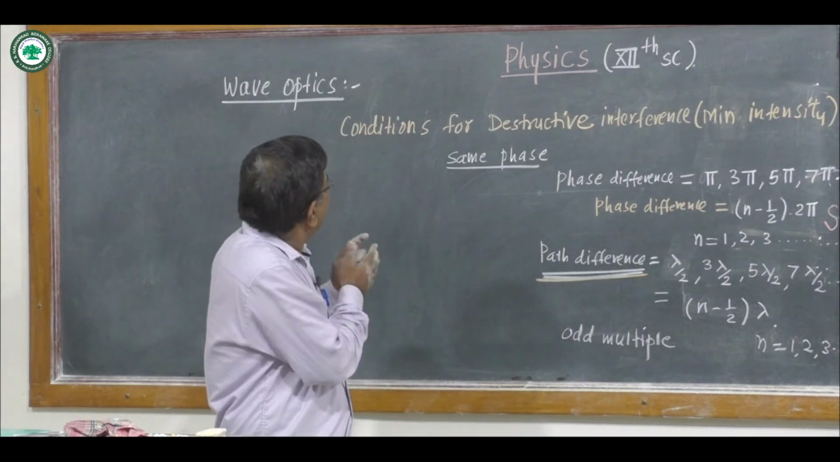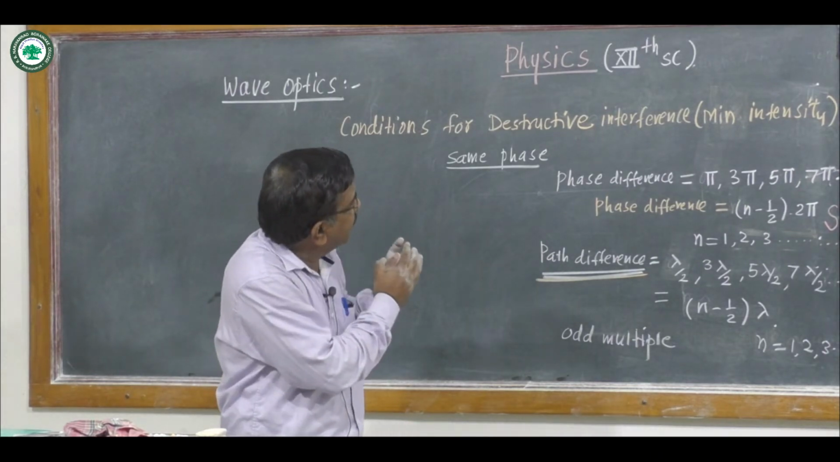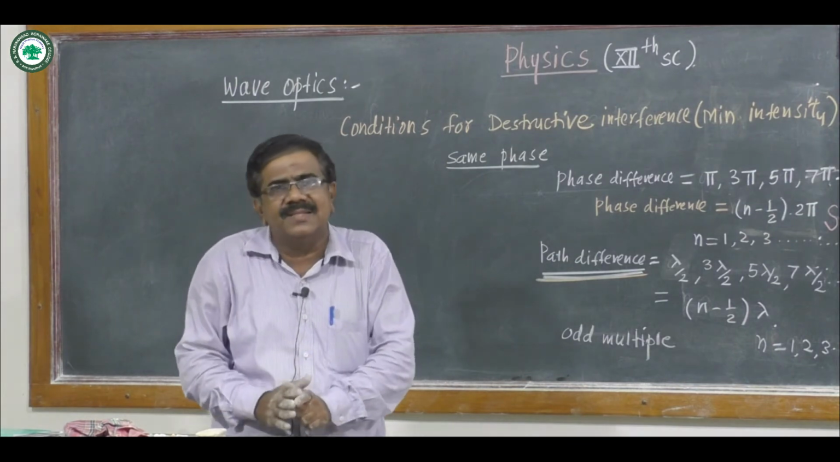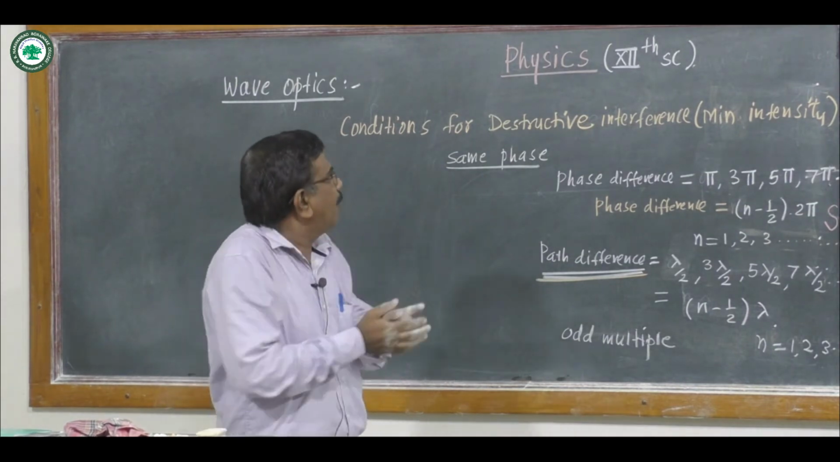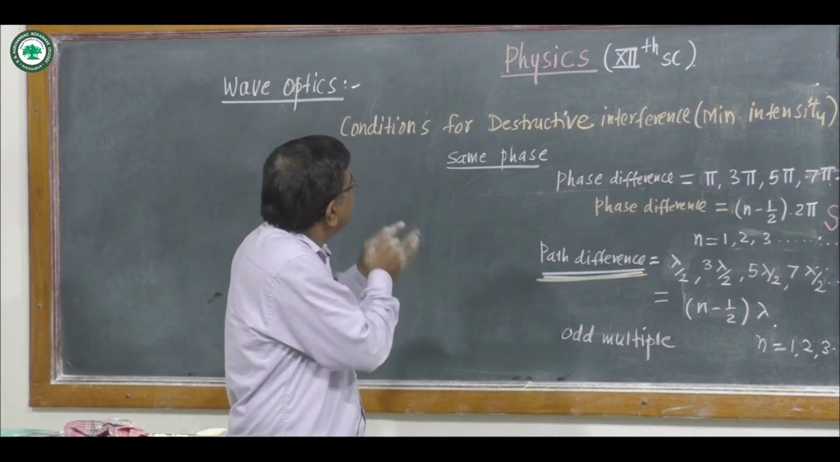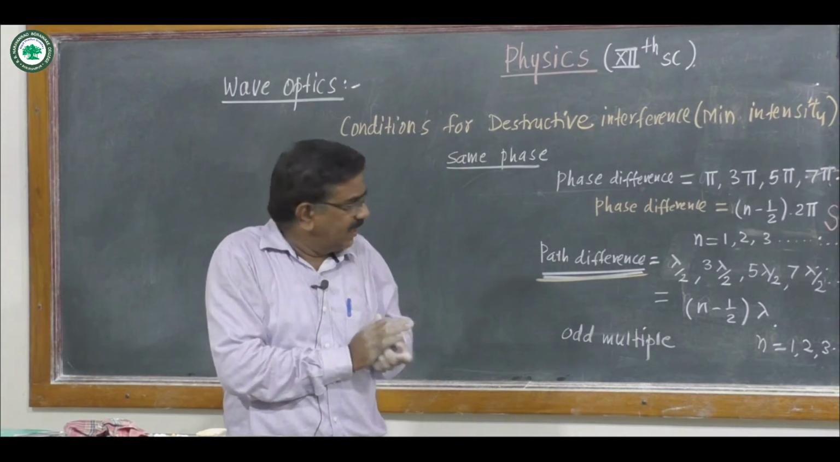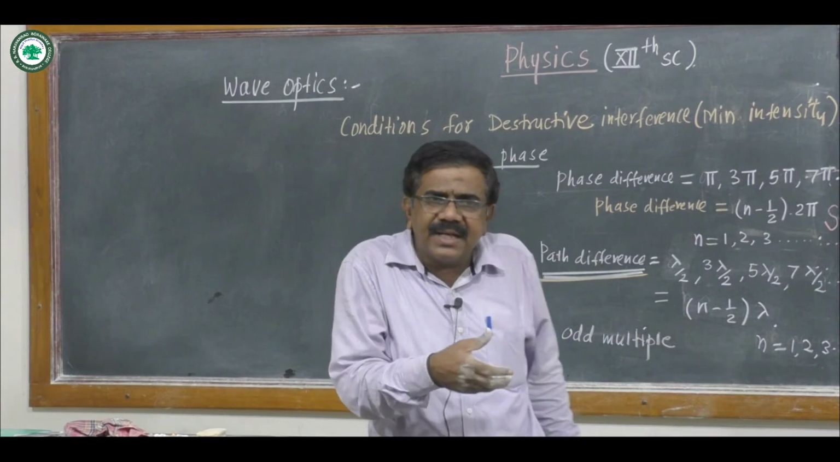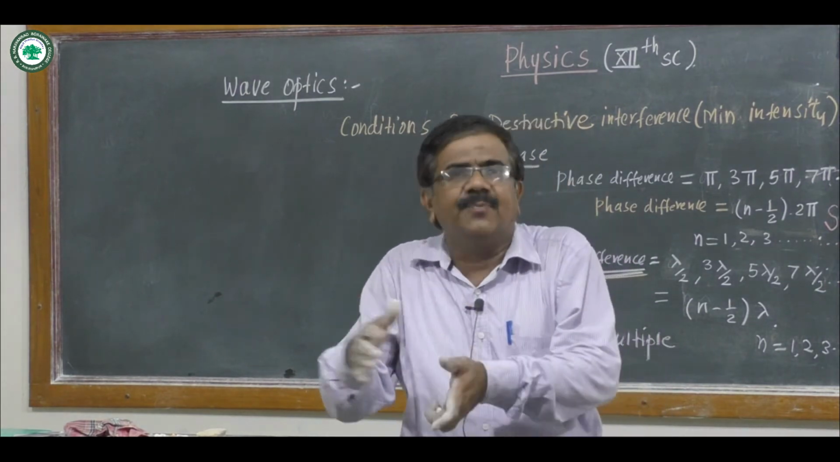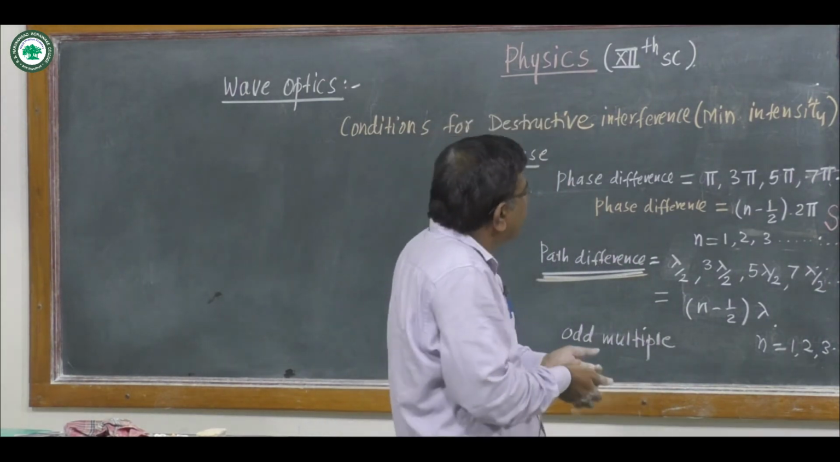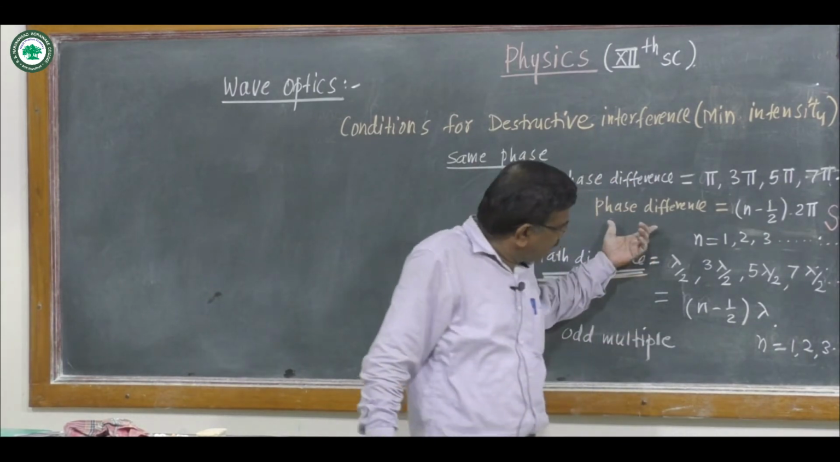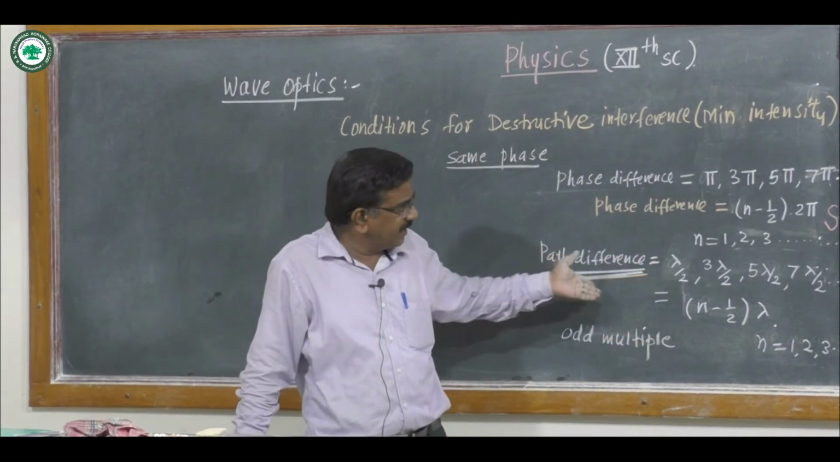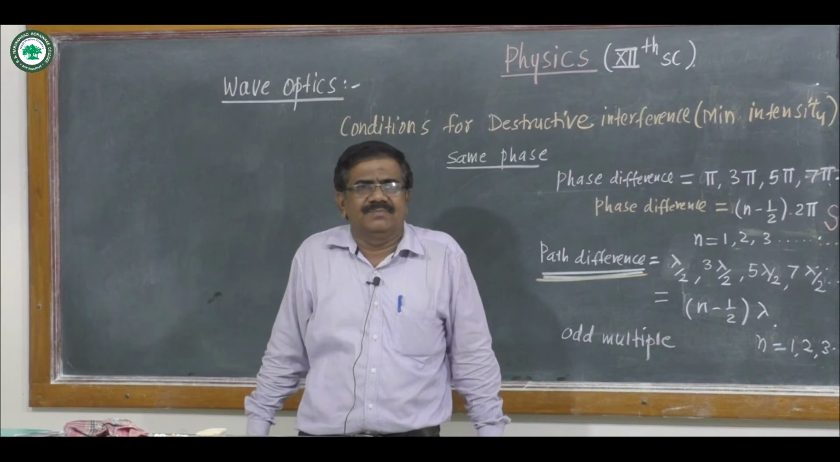So this is about the conditions for constructive interference, that is the maximum intensity, and the condition for minimum intensity, that is destructive interference. If these conditions are satisfied, in constructive interference we get the maximum intensity, that is the bright point, and in destructive interference we get the minimum intensity, the dark point.